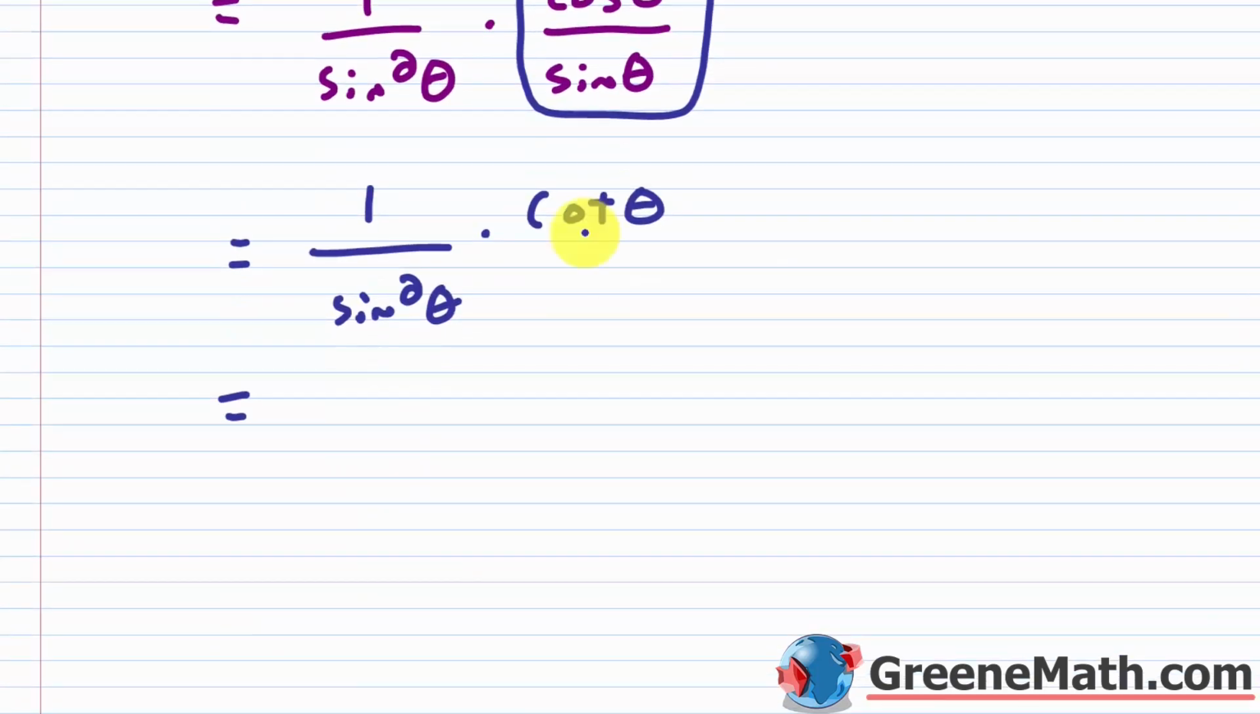All we have to do is multiply this through and say I have the cotangent of theta over sine squared theta. Okay, so now your left side and your right side are going to match, so you put your check mark there. Again, just make sure you show your steps so your teacher can give you full credit.